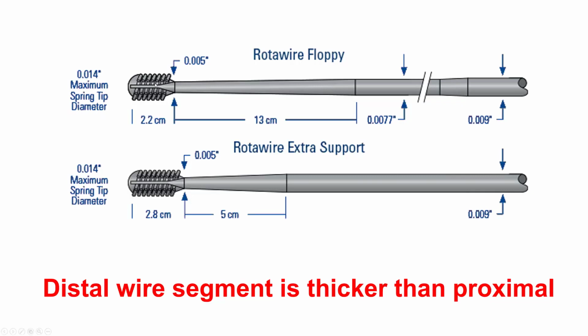Both the rota wire as well as the viper wire are thicker distally, and that property can be used to pull the entrapped burr back, but again, don't pull very hard because that can lead to the wire being damaged.